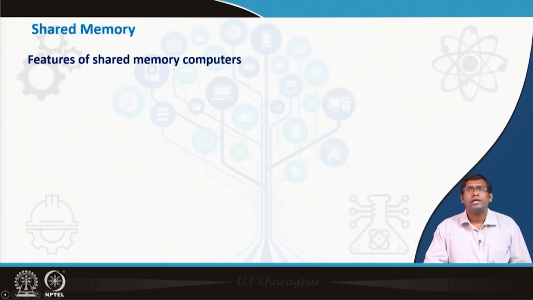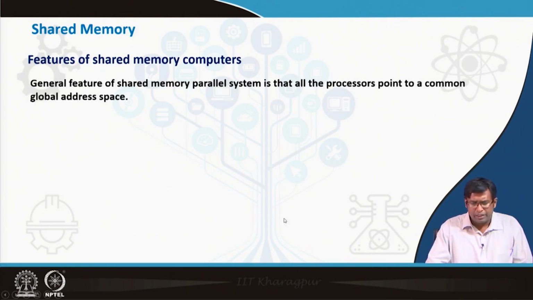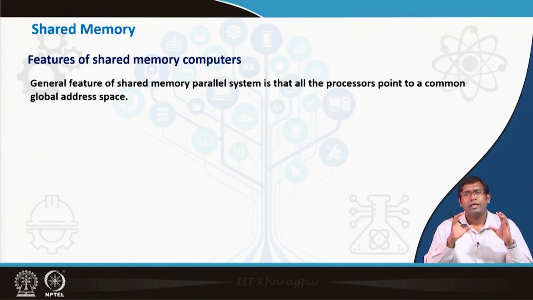So, we come to shared memory machines. The general feature of a shared memory parallel system is that all the processors point to a common global address space. They may be connected to the same memory unit, or they may have separate memory units attached to different processors. However, the address space is the same for the processors. Even if some of the memory is physically located in disjoint memory units, they are treated as the same common memory space.